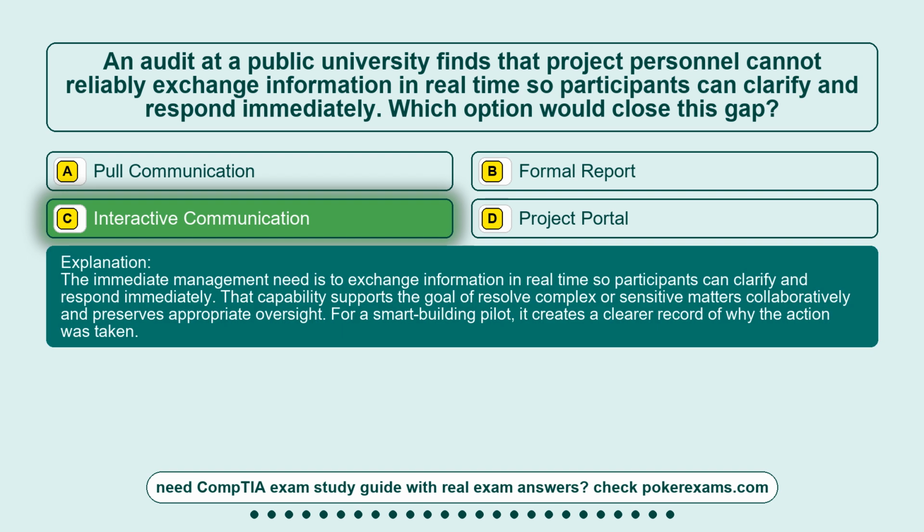The immediate management need is to exchange information in real time so participants can clarify and respond immediately. That capability supports the goal of resolving complex or sensitive matters collaboratively and preserves appropriate oversight. For a smart building pilot, it creates a clearer record of why the action was taken.